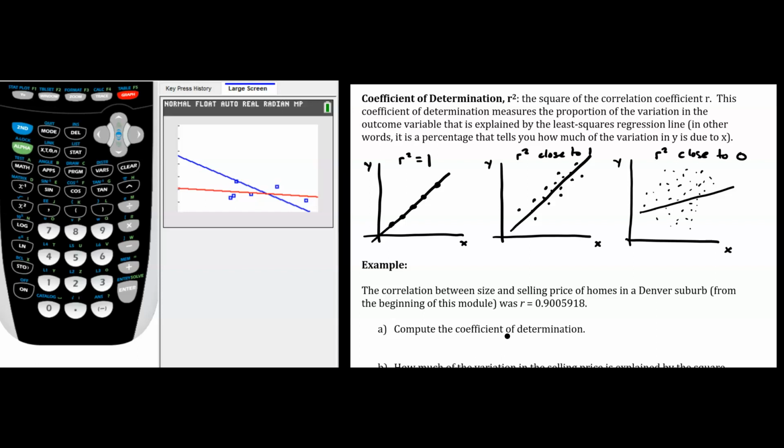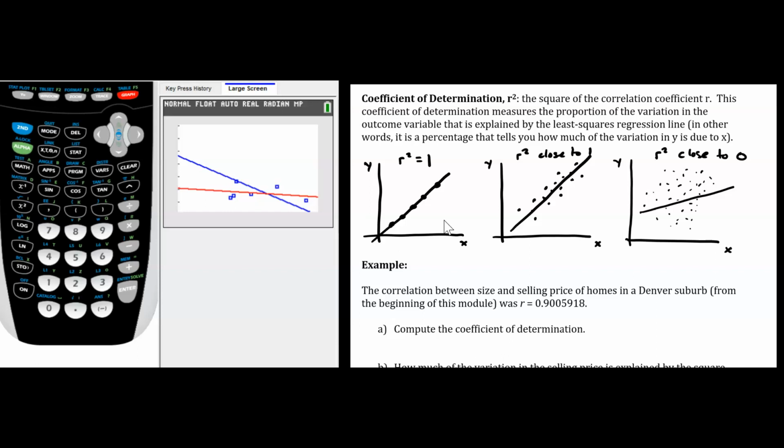So we describe r squared by saying it gives the percentage or the proportion of the outcome variable that's explained by the regression line. Or in other words, r squared is the proportion of the variation in the outcome variable that is attributed to the predictor variable x. So let's take a look at these three graphs right now and see if I can give you a better idea of what I'm talking about.